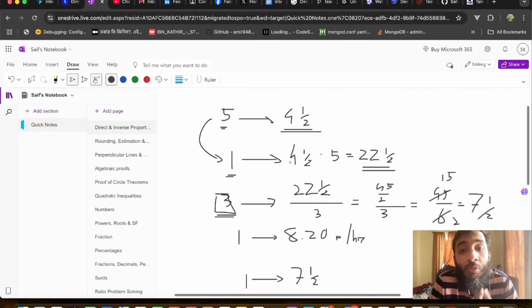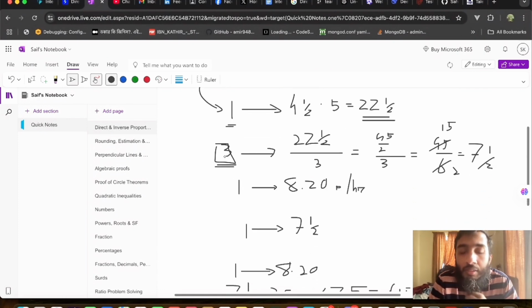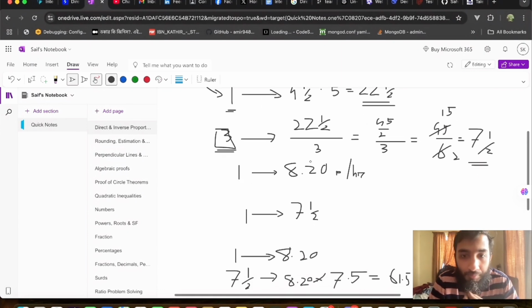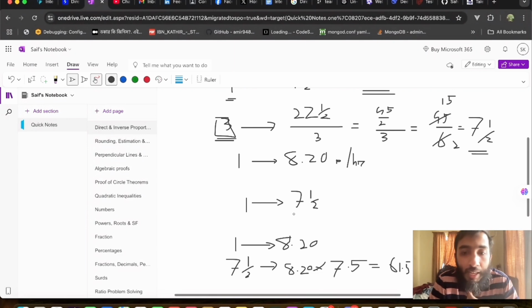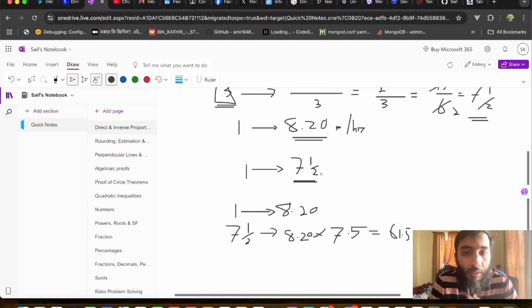So for one cleaner it would take... when one quantity decreases, the number of cleaners decreases and the time increases. Say 3 cleaners are available today, the time is divided, so each cleaner would have to spend 7.5 hours. Each cleaner takes 7.5 hours today and they are paid 8.20 pounds per hour.